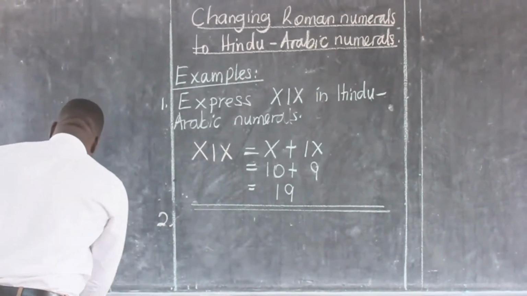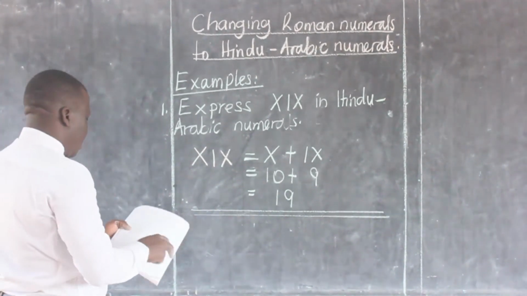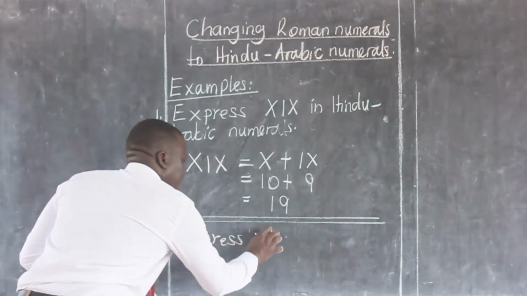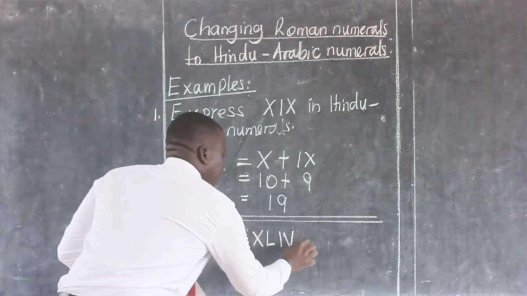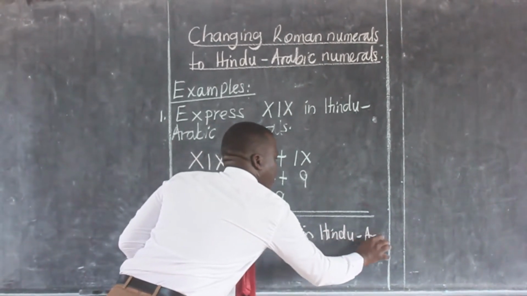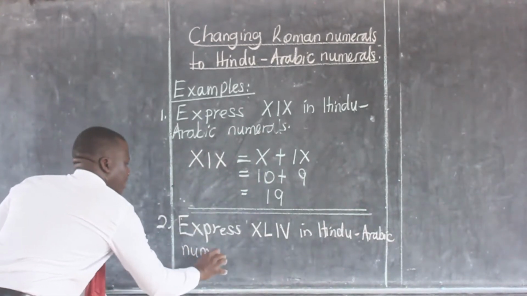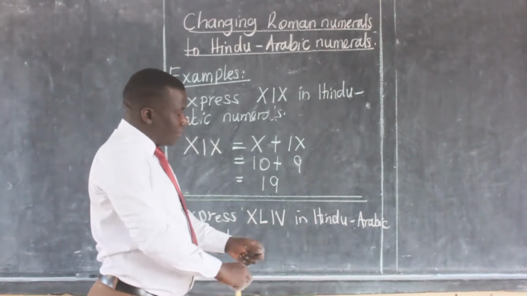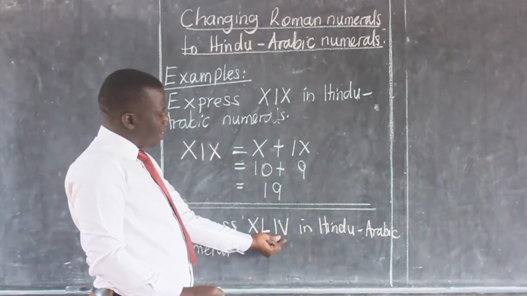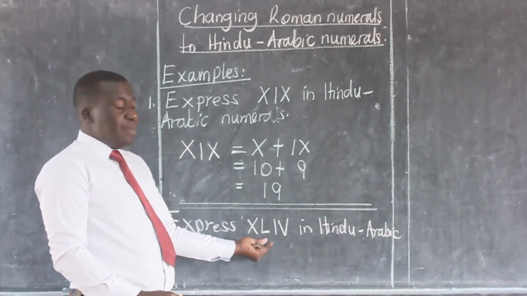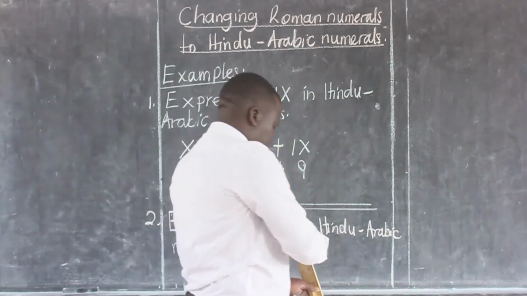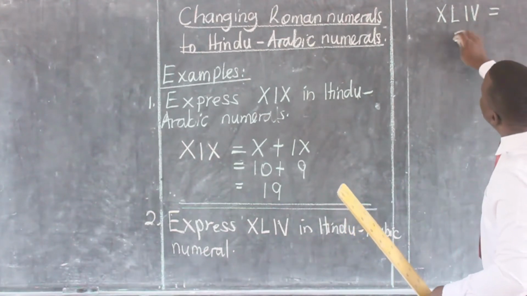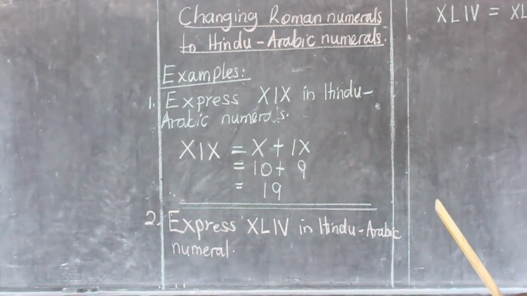Let's move on to example 2. In our example 2, it says express XLIV in Hindu-Arabic numerals. I told you that when you are given a Roman numeral, you have to expand it. You have to separate it, group it. You can group in ones or in twos. Mainly, most of them are in twos. When you look at this one, you can group it in twos, so XLIV can be expanded as XL plus IV.